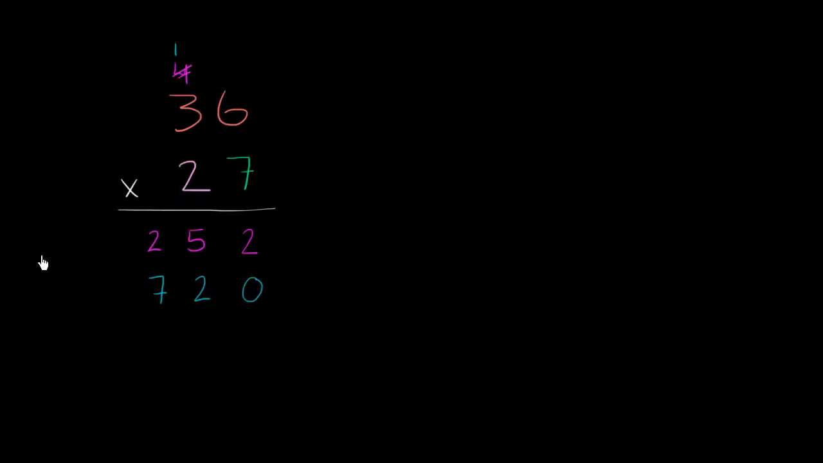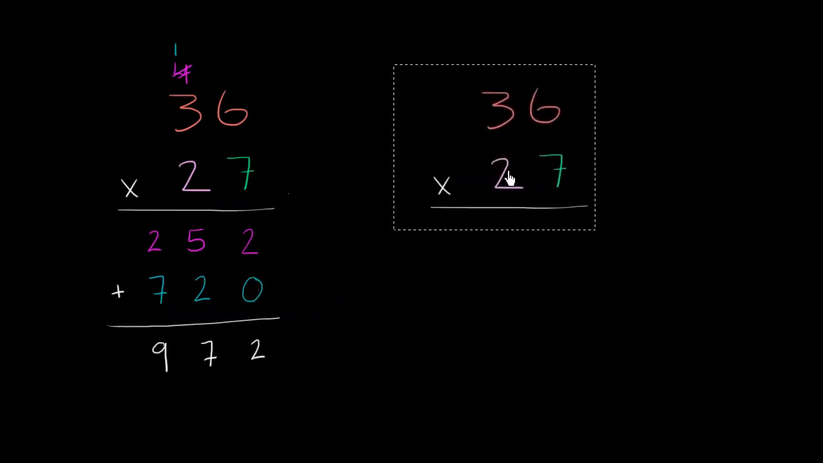And now we can add these two things, because 36 times 27 is the same thing as 36 times 20, plus 36 times 7. So let's add these two numbers together. 2 plus 0 is 2. 5 plus 2 is 7. 2 plus 7 is 9. And we get 972.